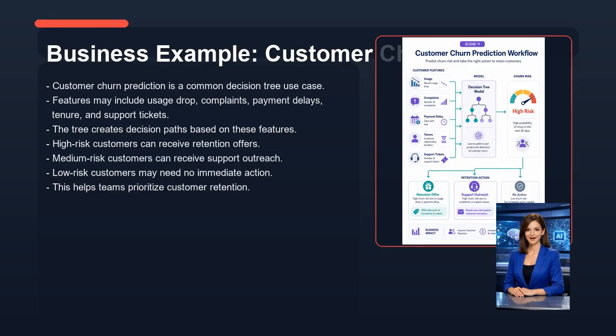Features may include usage drop, complaints, payment delays, tenure, and support tickets. The tree creates decision paths based on these features. High-risk customers can receive retention offers. Medium-risk customers can receive support outreach. Low-risk customers may need no immediate action. This helps teams prioritize customer retention.